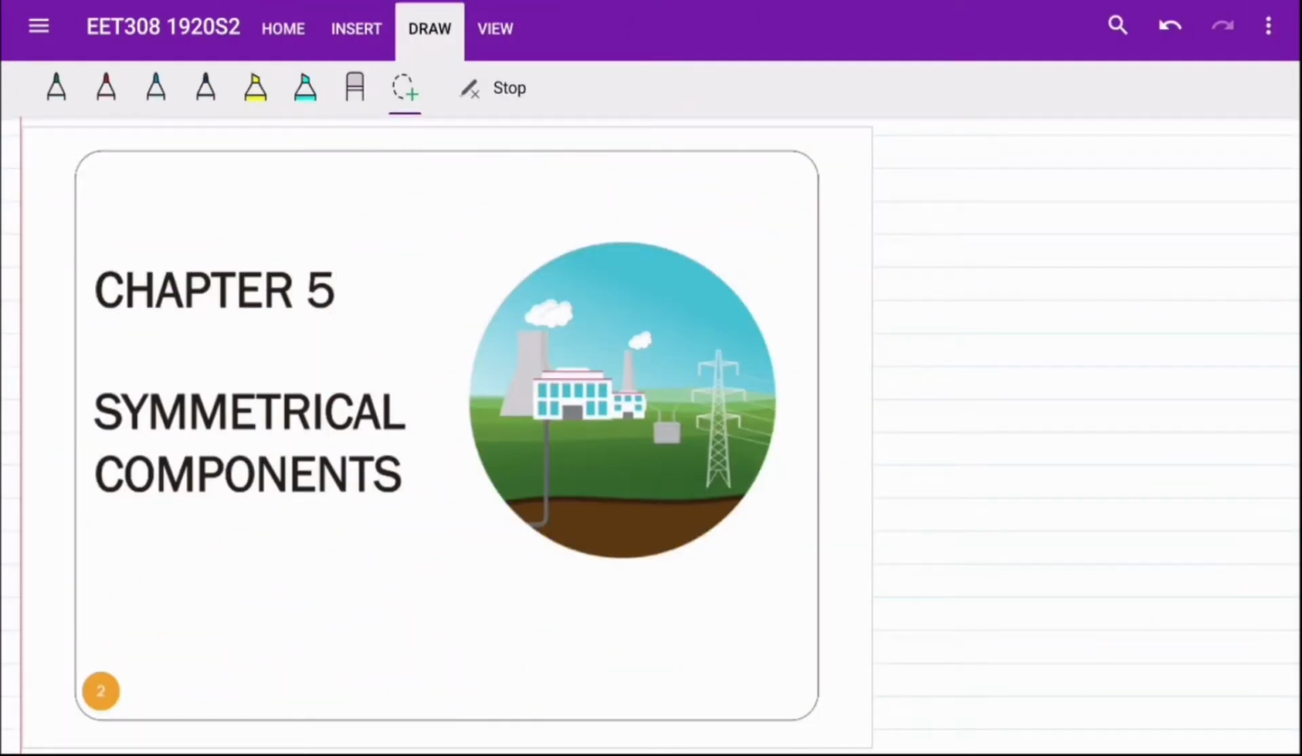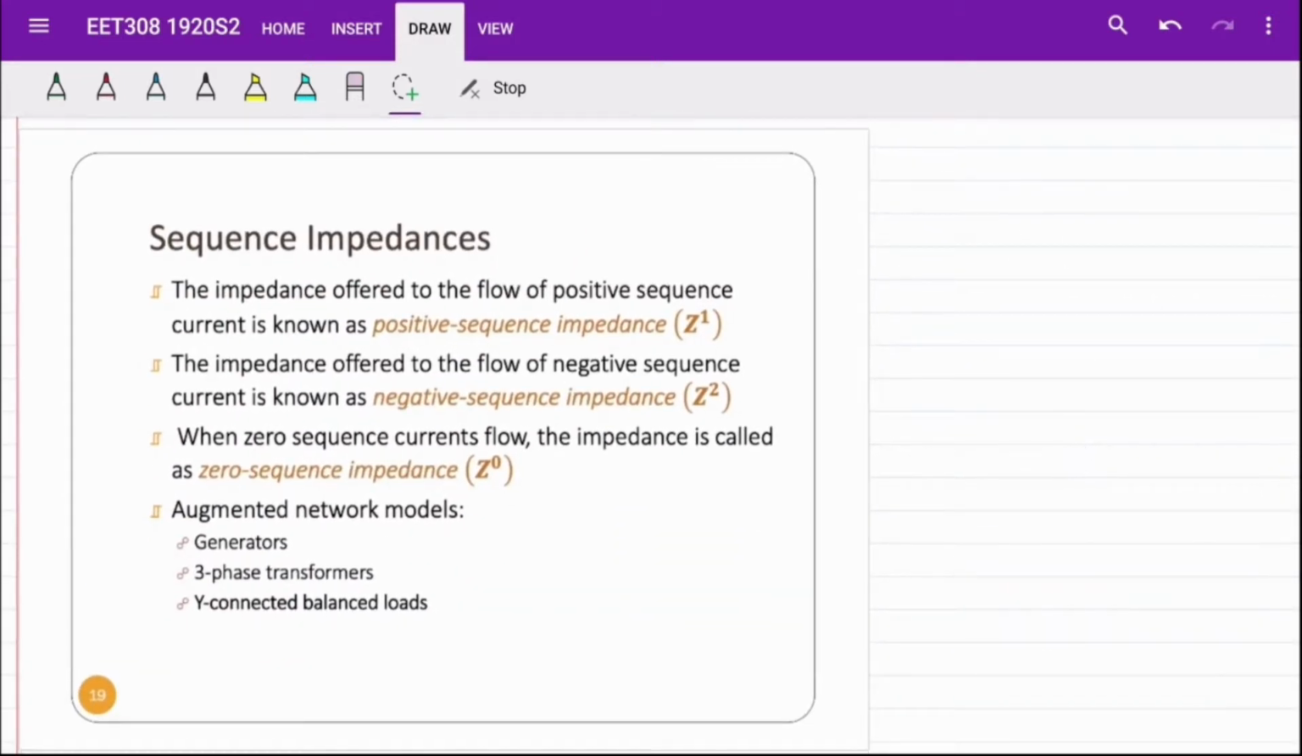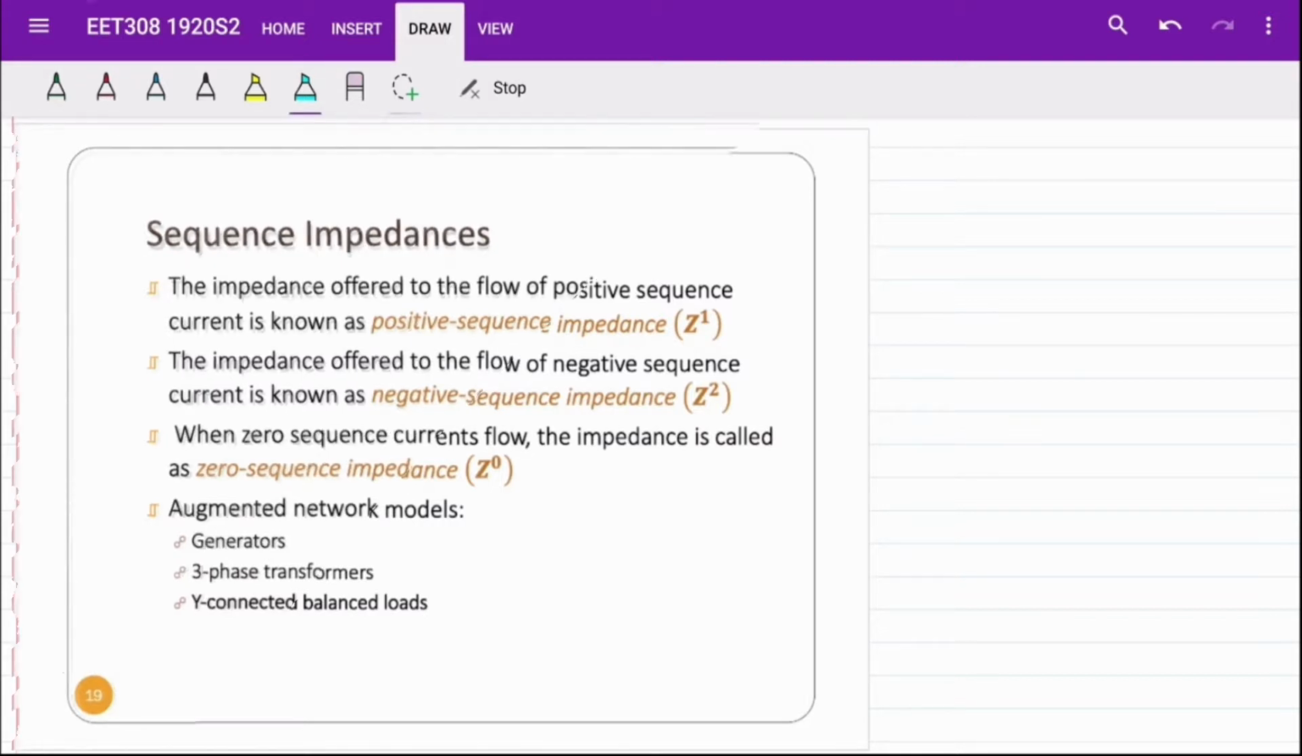Today, I would like to discuss sequence impedance in the symmetrical component topic. You can refer to all the notes in the Chapter 5 PowerPoint slides through our Google Classroom. Make sure you have it ready and jot down any important notes.